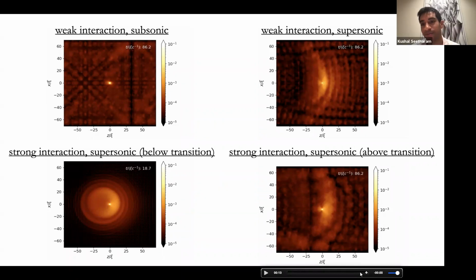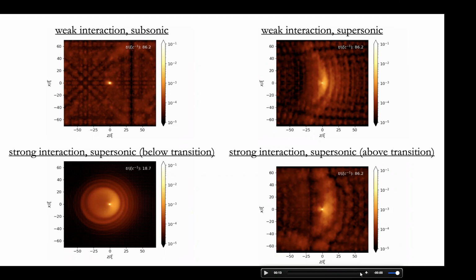You just let it go. This is exactly the quench protocol I mentioned, where you assume you have a single impurity. It's in a homogeneous species, so maybe a very large box trap, this type of thing. And it has some velocity. You know what the velocity is, and then you turn interactions on instantaneously and you let it go.